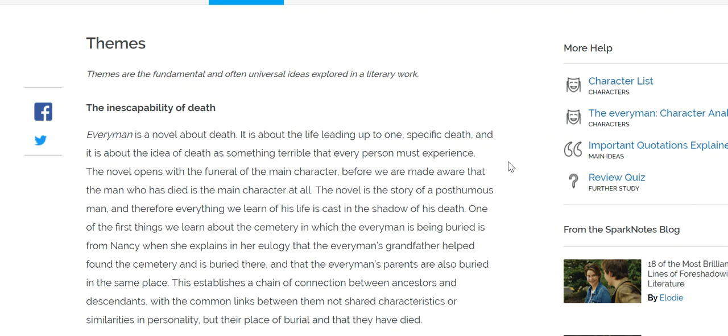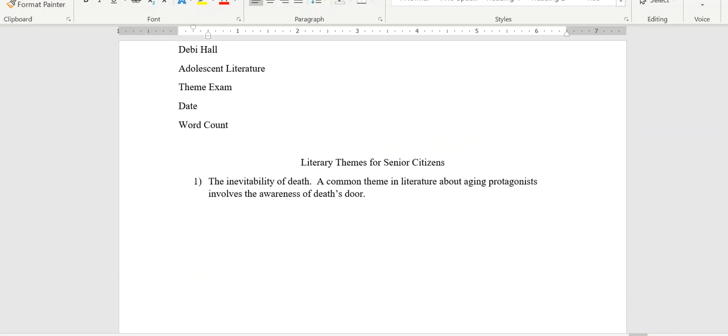All right, so I'm going to put this theme down on my document that I'm preparing for my exam. Let's open a Word document and start that. So I started my exam. I have my name, adolescent literature, the theme exam, the date, and when it's all through, of course, I will highlight everything. I will go up to review, and I will get the word count, and I will fill that in and make sure that I do that before I submit this.